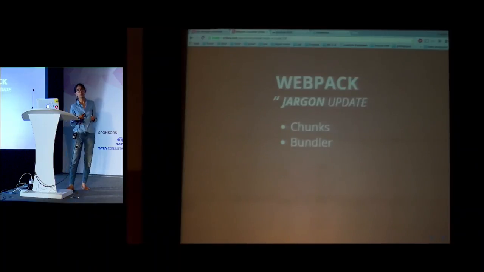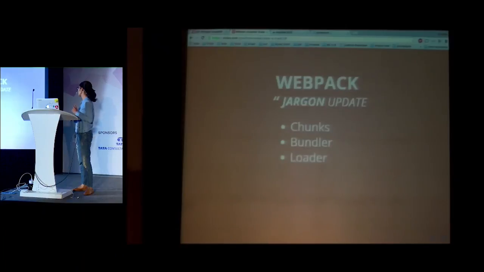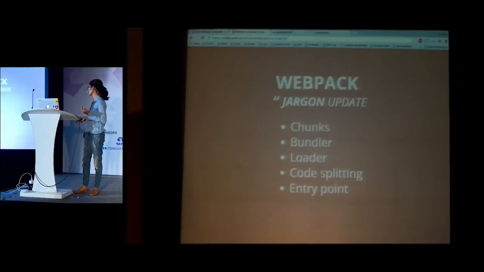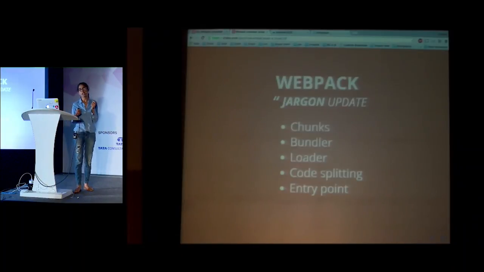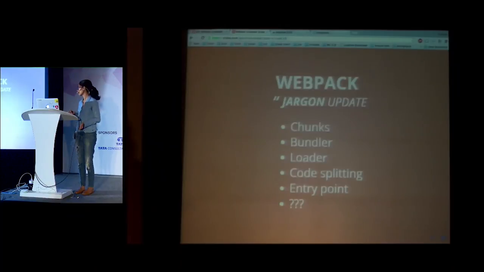Bundler. As we said before, a bundler is a tool that looks into the dependency graph of your code and then concatenates them while respecting this dependency graph. A loader. A loader is basically a transformation that you apply to your file, in Webpack at least, to make it into a JavaScript module. Code splitting is to create separate chunks of files to be loaded at different points in your application. An entry point is the first level of entry that Webpack looks at. It's the place from which it builds the dependency graph. And if you have any more jargon that you don't understand, please tweet me.